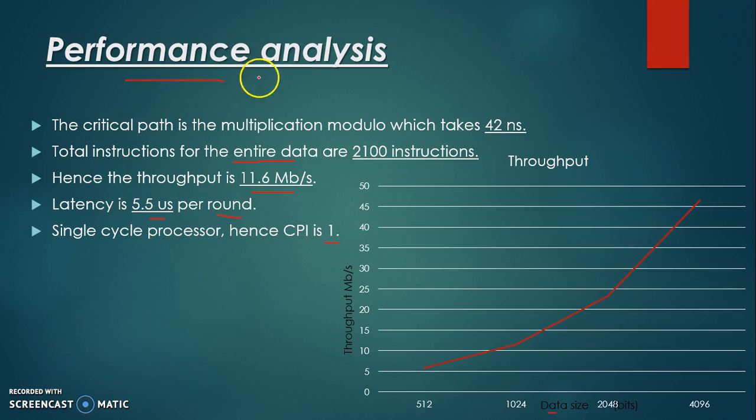So now let us take a look at performance analysis. I require 2100 instructions to encode my entire 1024 bits of data. I am getting a throughput of 11.6 Mbps and the latency is 5.5 microseconds per round. Since it is a single cycle processor, the CPI is 1. The following is a graph of the throughput versus data size. As you increase the data size, the throughput also goes on increasing.